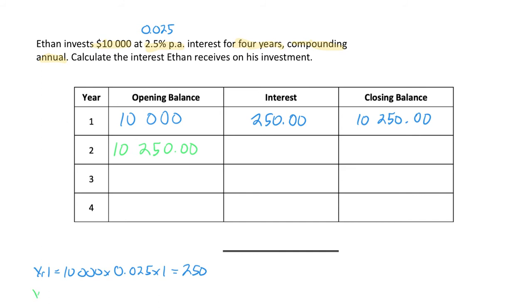So now when I come to calculate my interest for year two, my principal is $10,250, still times the same interest rate, 0.025, and still times 1 year, and our interest amount is going to be $256.25. So adding my interest amount, 256.25, to my 10,250 principal that I started the year with, my new closing balance becomes $10,506.25.